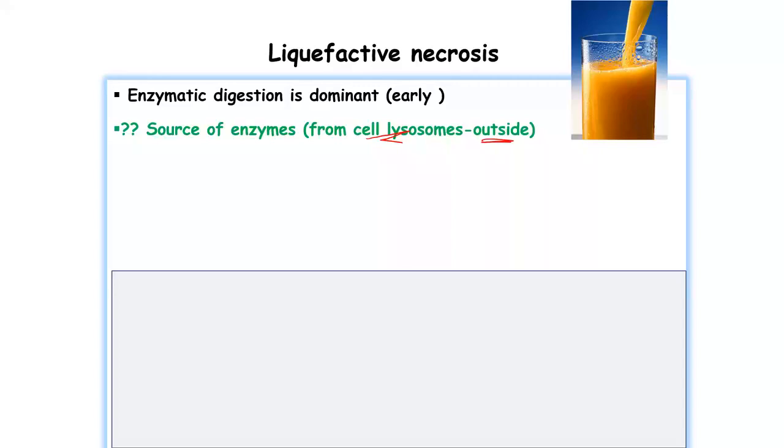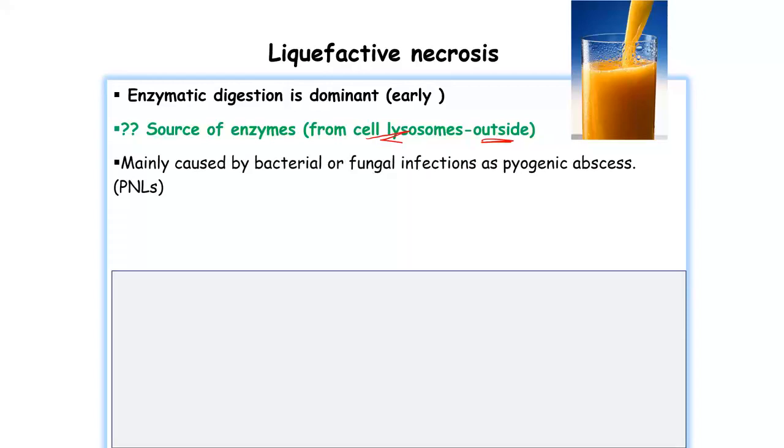What is the source of this enzyme that causes enzymatic digestion? This can come from cell lysosomes and can come from outside the cell. So the enzymes that cause this digestion can come from the lysosomes or come from outside. Outside can be caused by neutrophils, polymorphonuclear leukocytes, in bacterial or fungal infections such as pyogenic abscess. Pyogenic abscess, which is الخراج.